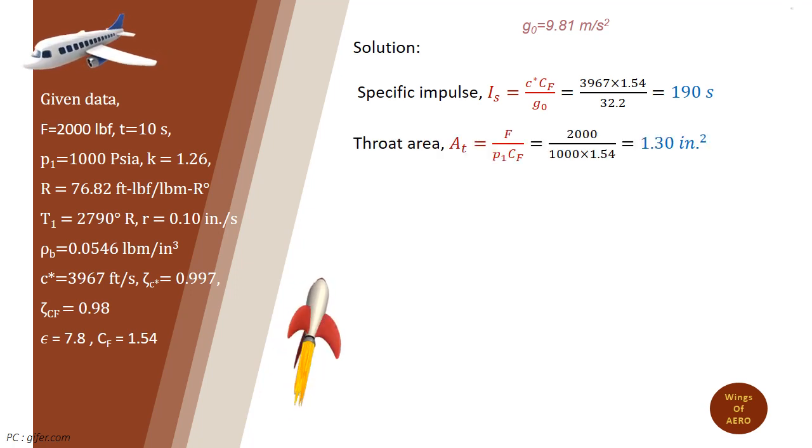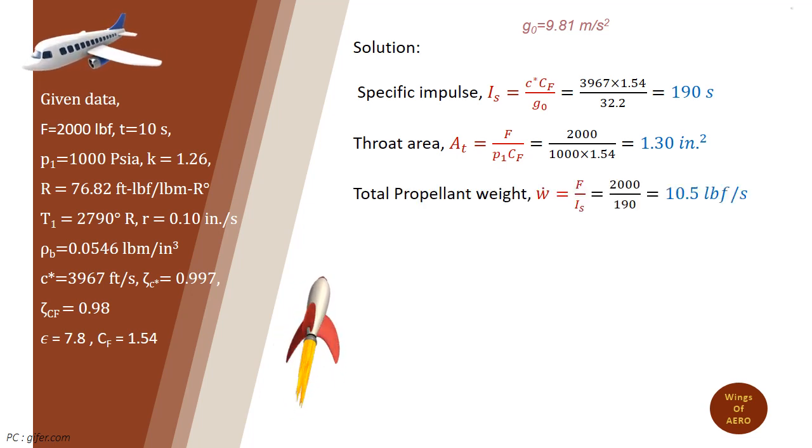Next, find throat area of nozzle. Throat area is directly proportional to thrust force and indirectly proportional to the chamber pressure and thrust coefficient. Then write A suffix t is equal to F divided by P1 into C suffix F. Where we know all values, then solve. We get the required throat area is 1.30 inch square.